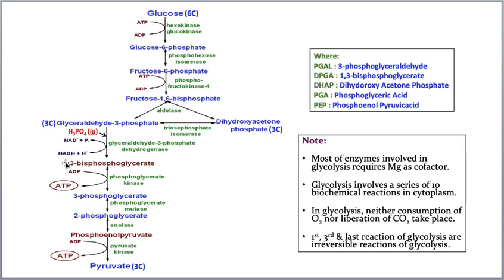So for safety, I am explaining this particular step once again. Glyceraldehyde 3-phosphate loses certain hydrogens, and these hydrogens are accepted by NAD. NADP is the acceptor of photosynthesis, whereas NAD is the proton acceptor, hydrogen acceptor, of respiration.